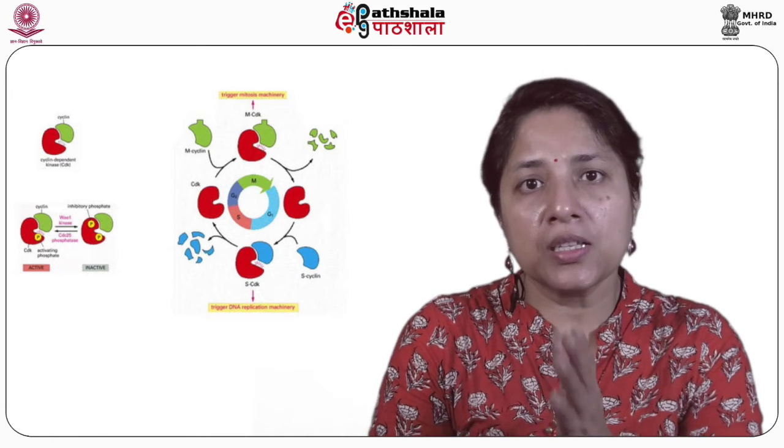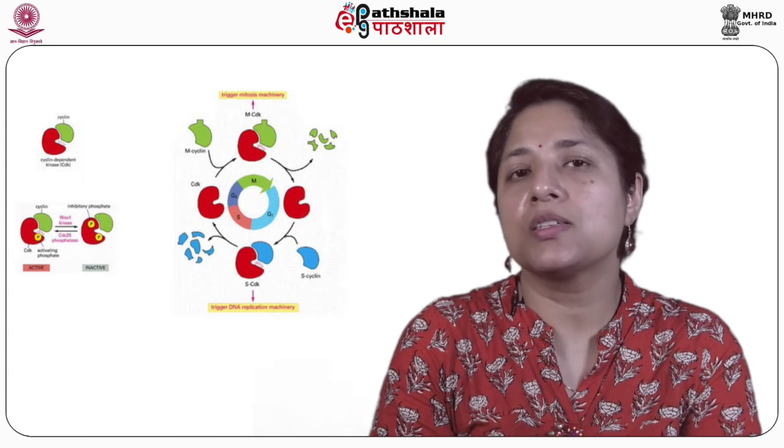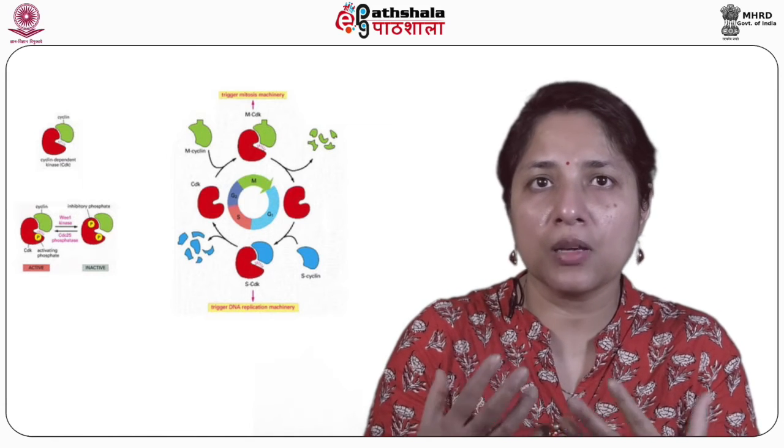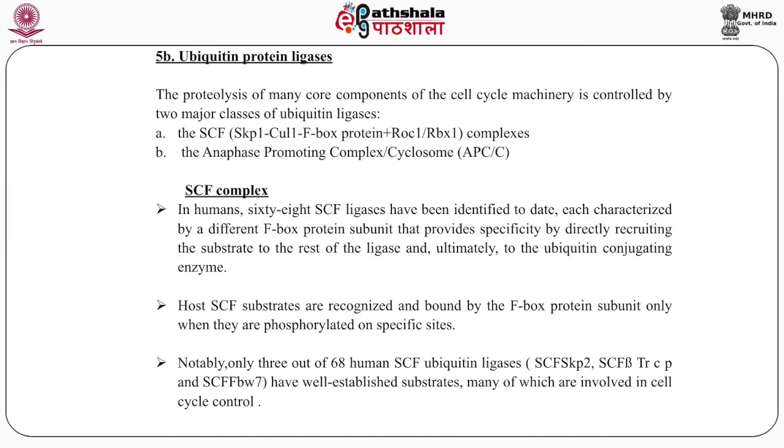of this phase. In the CDK cyclin complex, the different cyclins and CDKs bind at specific points in the cell cycle and thus regulate different checkpoints, and as we have shown in the table, they form specific complexes during a particular stage of the cell cycle. Next is the regulation by the ubiquitins. The proteolysis of many core components of the cell cycle machinery is controlled by two major classes of ubiquitin ligases: the SCF, which stands for SKP1, Cul1, F-box protein and RBX complexes, and the APC, which is the anaphase promoting complex or the cyclosome.